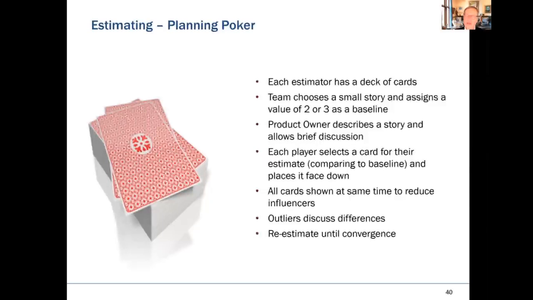Now, the reason we do that is that the bigger the number, we want to have more space between the numbers. So the higher the numbers, you're going to see them go 8, 13, 21. So there's more and more gap the bigger the number. That shows that the bigger the number is, the less accuracy there is in that number.